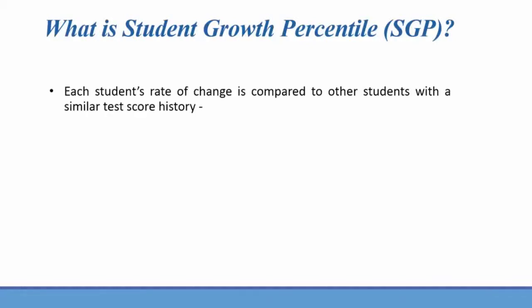Each student's rate of change is compared to other students with a similar test score history. The beauty of the SGP is that it compares like to like, apple to apple, academic peer to academic peer. This means that what a student needs to do during the course of the academic year is to keep up or surpass the growth of his or her academic peers with whom they have been grouped.